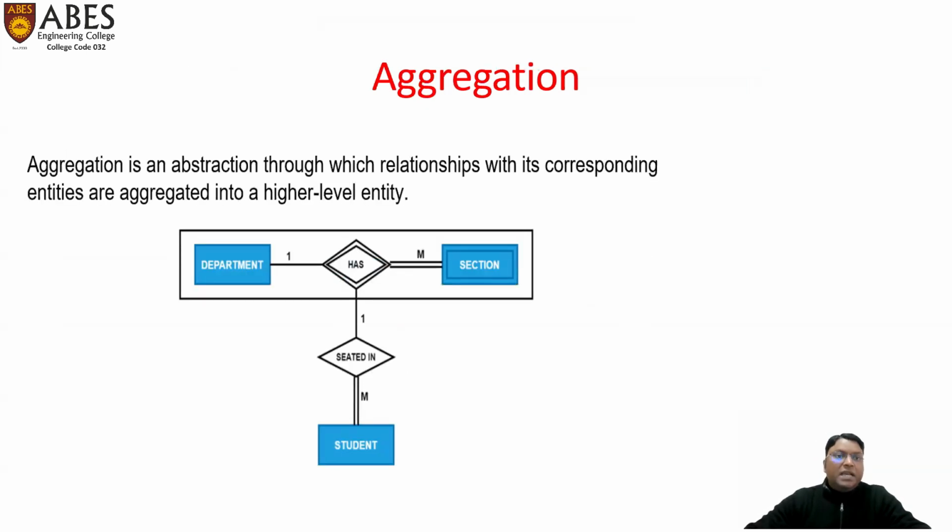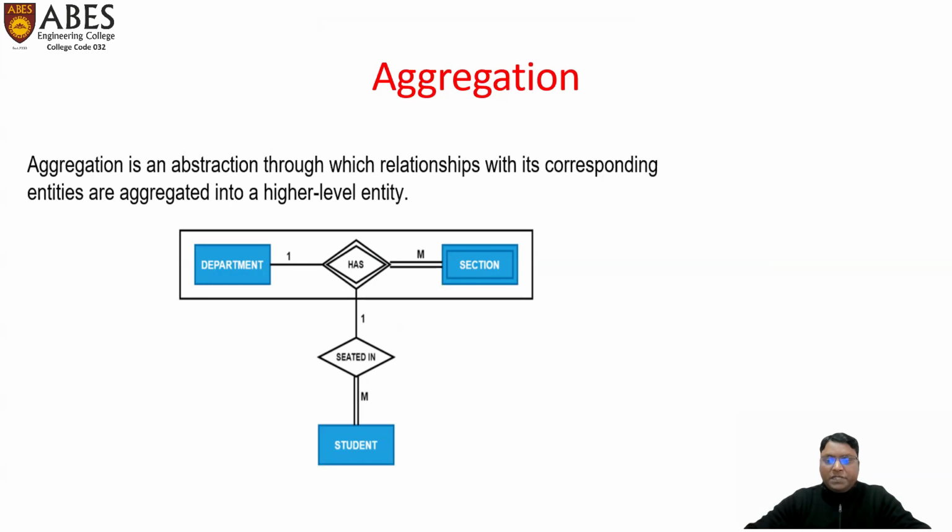Now, aggregation. Aggregation is an abstraction through which relationships with their corresponding entities are aggregated into higher level entities. Department and section are used here, and a student will be seated in which department and which section. This will be aggregated with the help of this aggregation property of DBMS.